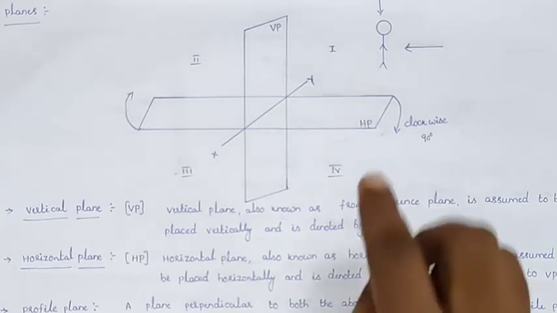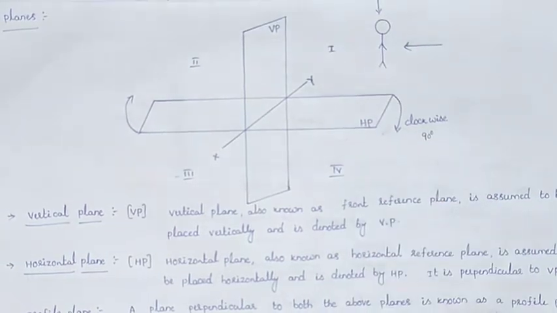And coming to the horizontal plane. The horizontal plane is also known as the horizontal reference plane. Sometimes we call it the ground plane. It is assumed to be placed horizontally and it is denoted by the symbol HP, capital H and P. It is always perpendicular to the vertical plane. So this is about the horizontal plane.